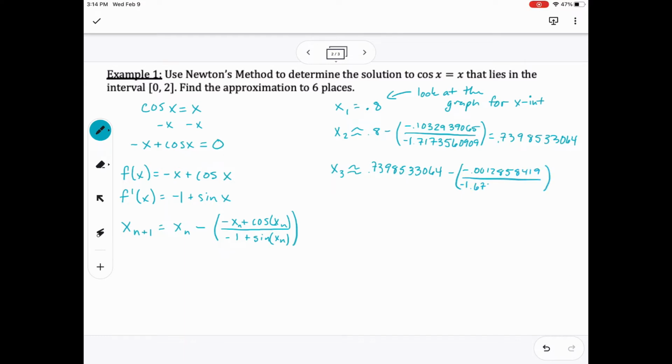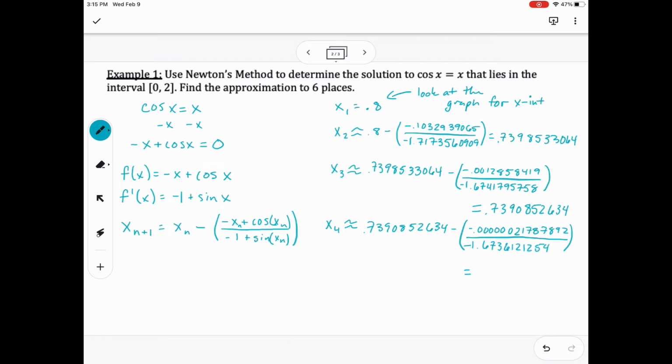Then looking at x sub 2, I use the 0.8 to subtract what my function is at 0.8 and what my derivative is at 0.8. And so taking those two divided by each other, taking away from 0.8, it allows me to get 0.73985333064. You're going to get very long decimals with these. And so then from there, now that's my new x sub n. So I use that in the next one. So notice how that value moved down to the next iteration of x sub 3.